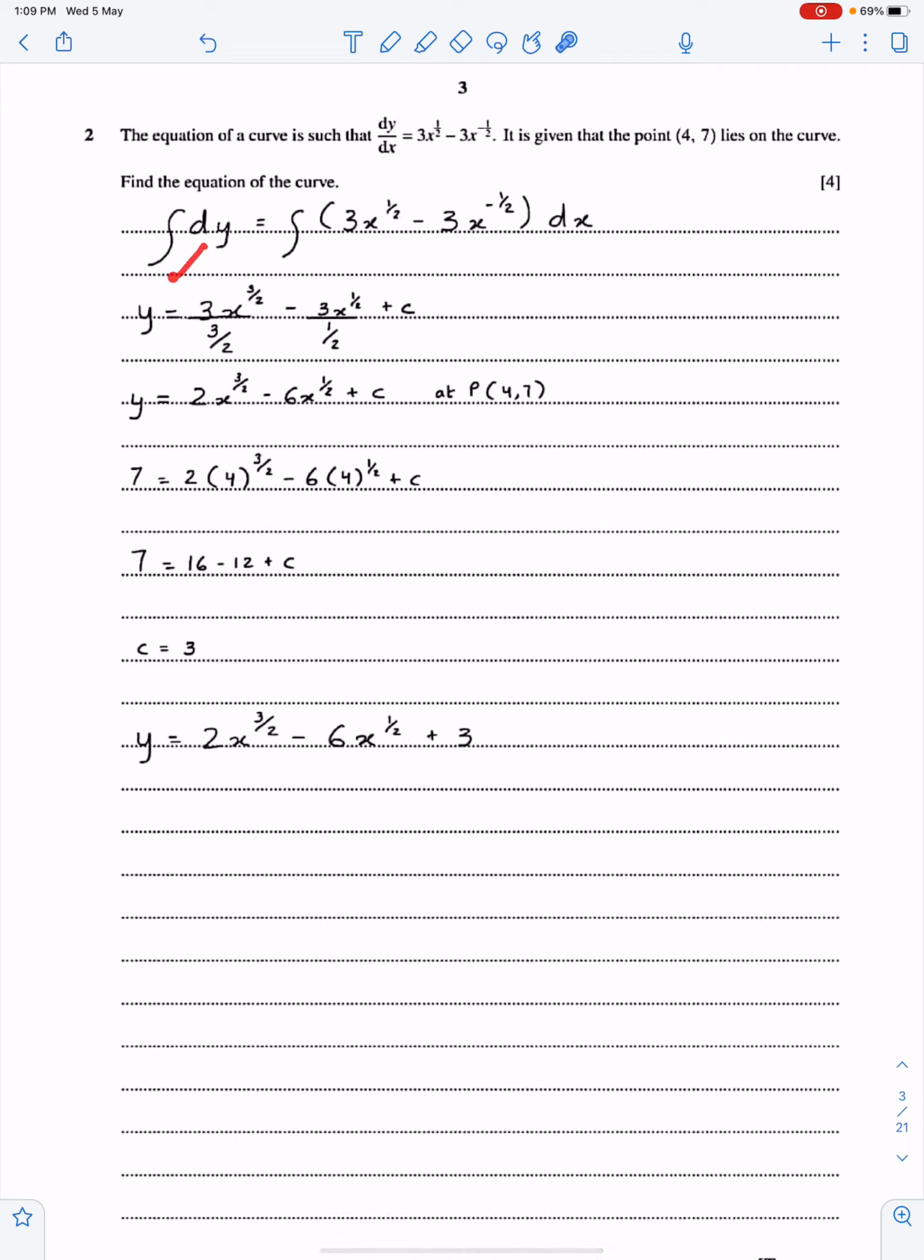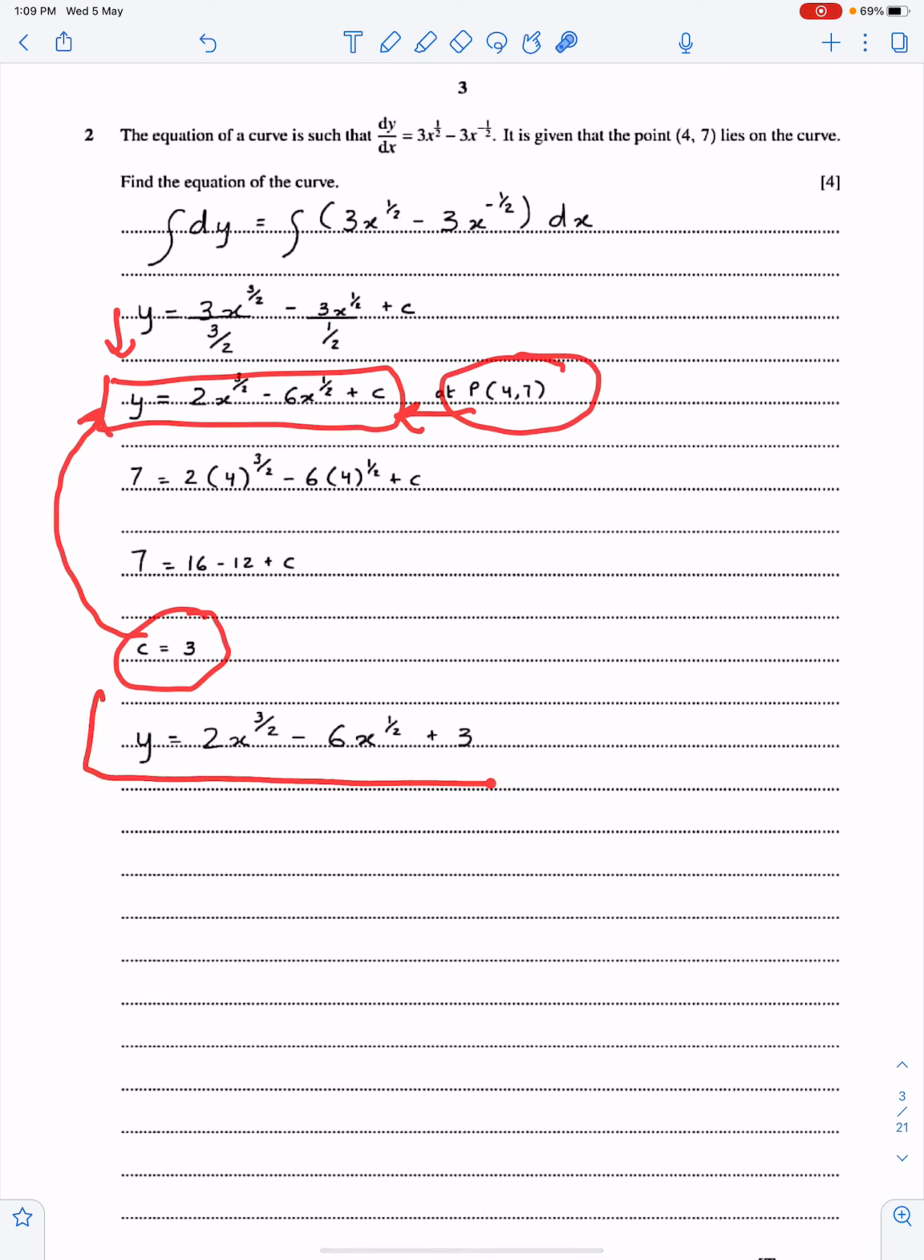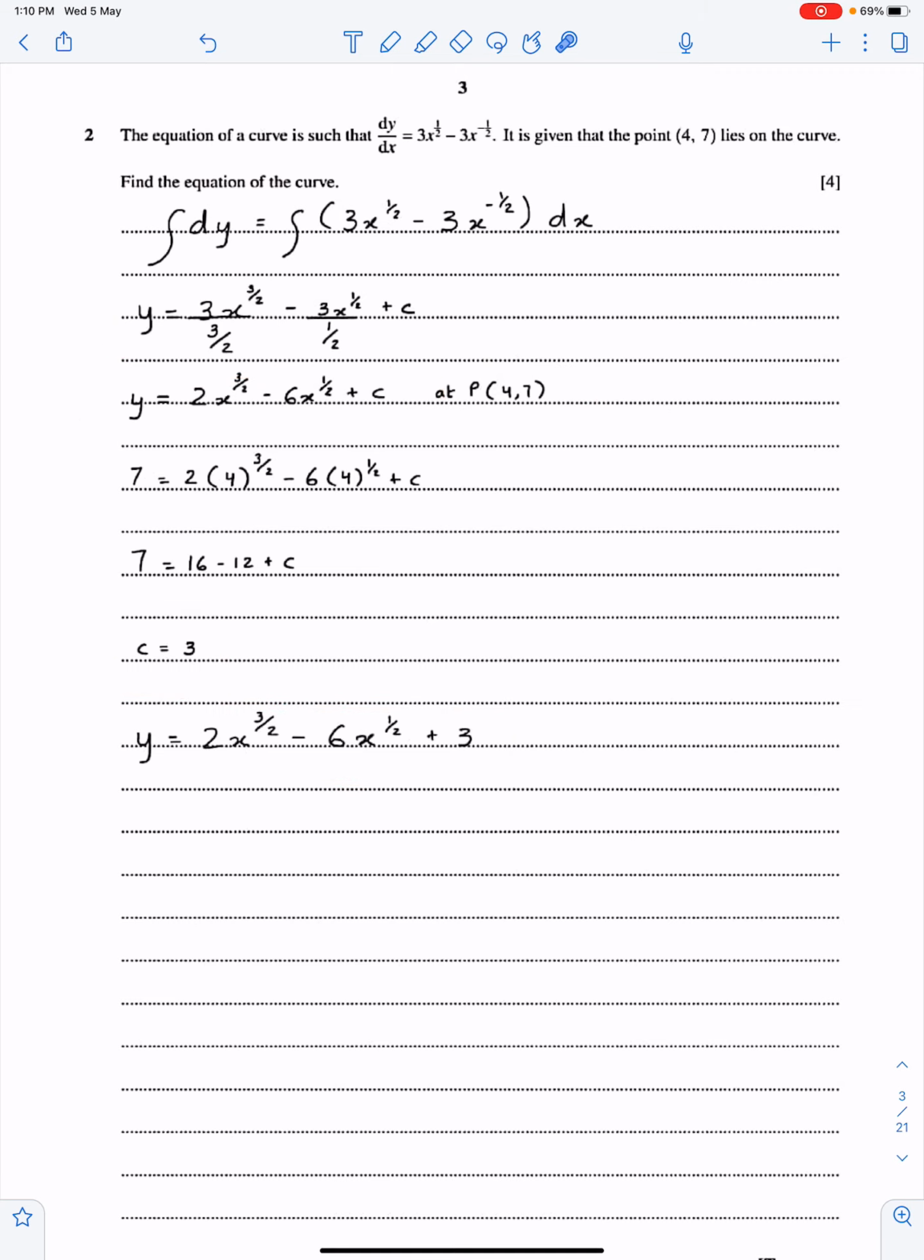So when you will integrate dy, it will become y. 3x power half will become 3x power 3 upon 2 divided by 3 upon 2. And this will become minus 3x power half divided by half plus c. This is the simplified form of this equation. By substituting this point into this equation, we can get the value of c, which is 3. Now substitute c back into this equation to get the required equation of the curve. This is the equation of this curve.